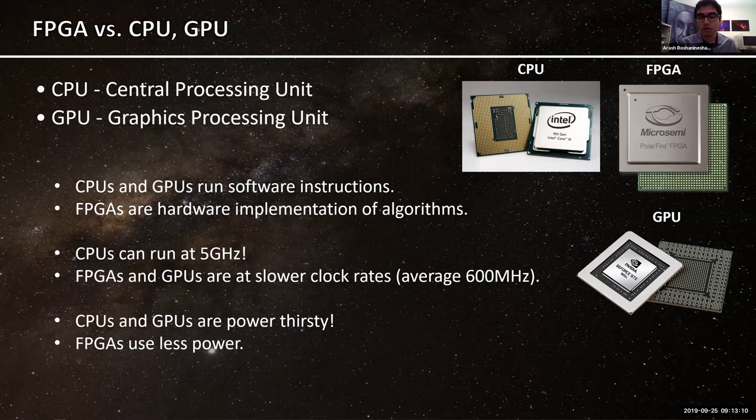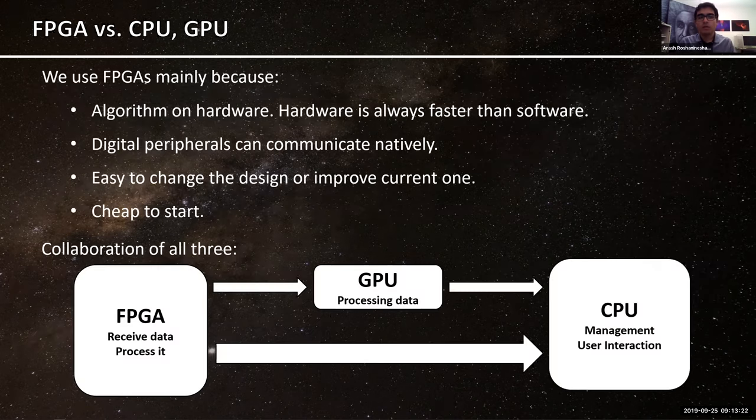Especially GPUs are very known for their power thirstiness, so they consume a lot of power. But FPGAs are more power efficient. So we mainly use FPGAs because they are algorithms implemented on hardware. Hardware is always faster than software. This is one of the main reasons that we use FPGAs.